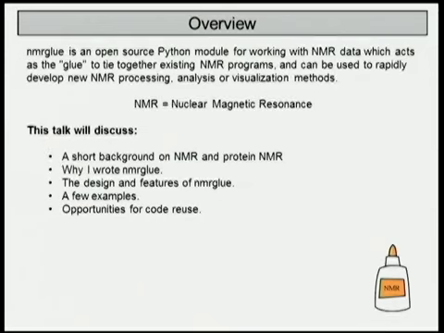So nmrglue is an open source Python module for working with NMR data. It kind of has a two-prong approach. It wants to tie together existing NMR software packages and also provide an environment for the rapid development of new processing methods and analysis routines and visualization.